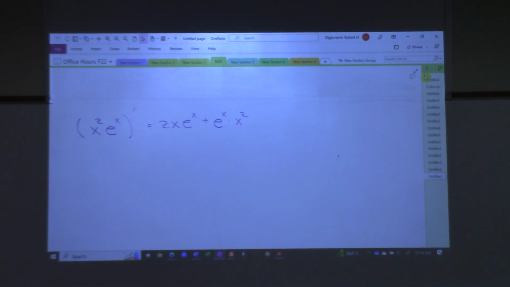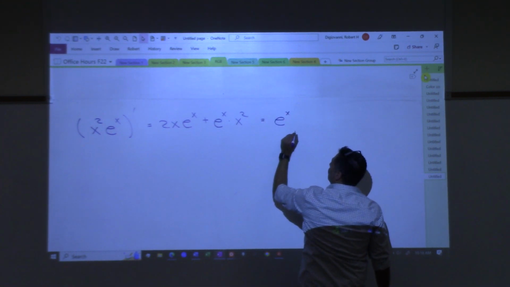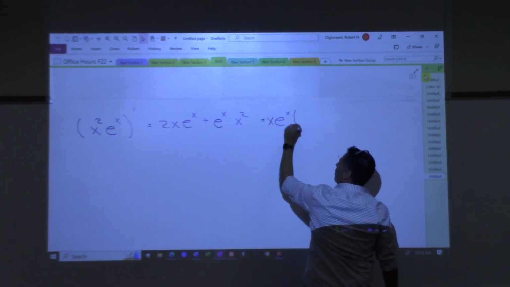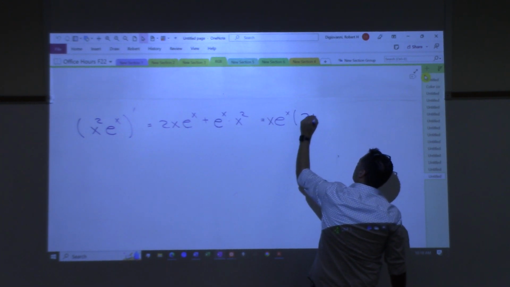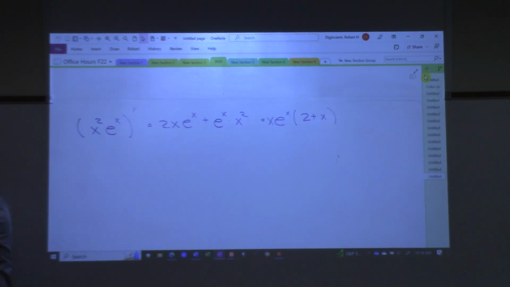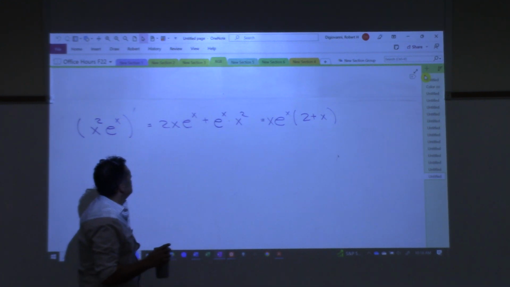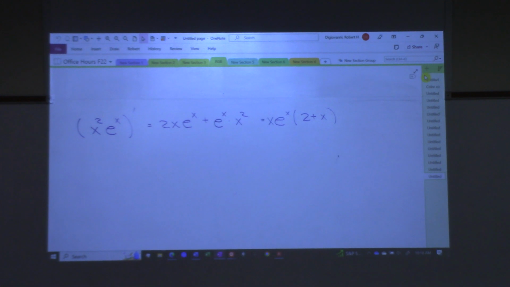A lot of times you will see textbooks do this at this point. Actually, we can pull out more than that. What did I do there? Factor, which is GCF, right? Just pull a greatest common factor out. Both of these terms have an x. Both of these terms have an e to the x. So pull that out. You'd be left with 2 plus x.